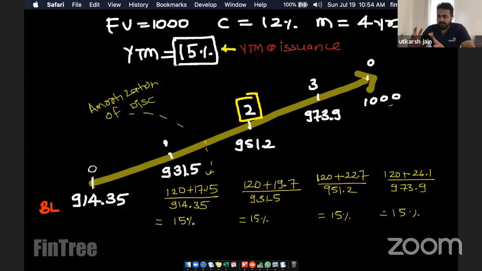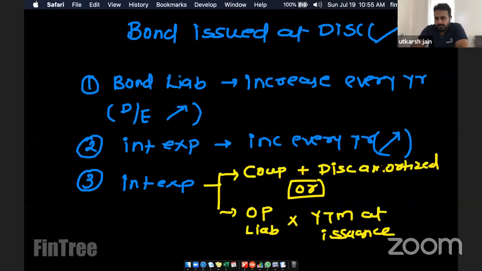Coupon plus discount amortized. So in the second year, what is the coupon we've paid? 120. And what is the discount amortized this year? The distance between 931 and 951. How much is that? 19.7. So what is my total expense? 139.7. So that's one way of doing it, which is coupon plus discount amortized.